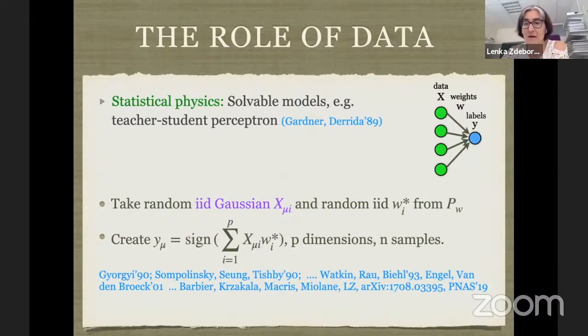And we can solve this model and compute the generalization error with the replica method. And here I'm giving some key references, of course, missing many of them. There has been a lot of work on this type of problem.